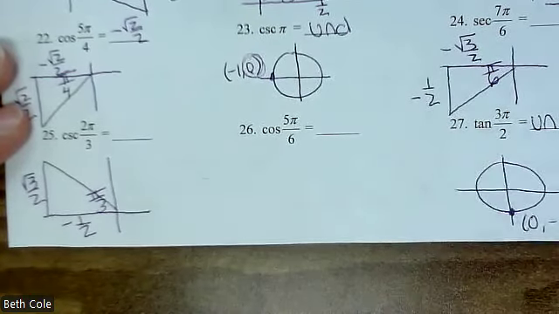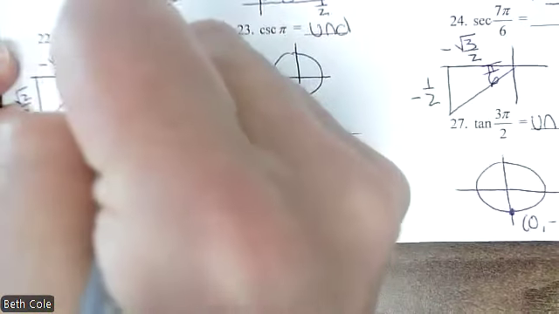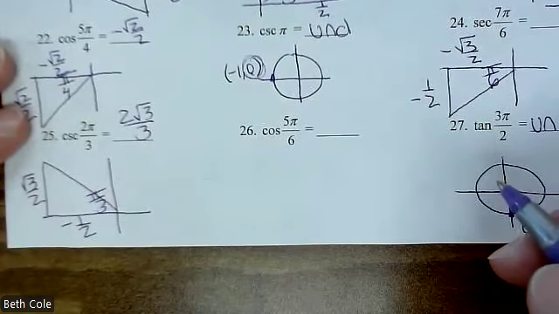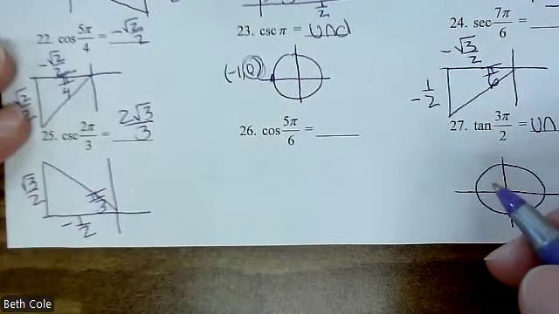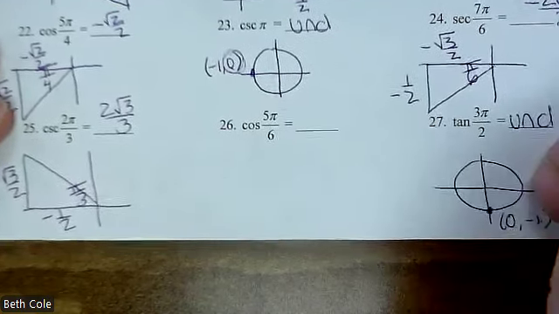Cosecant, it's behind me. You're going to flip the y value. I skipped the middle step on that one because we did it twice already. So I hope that was okay with everybody.